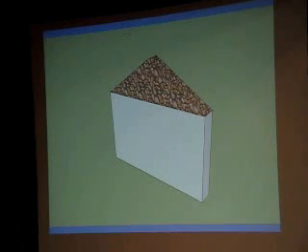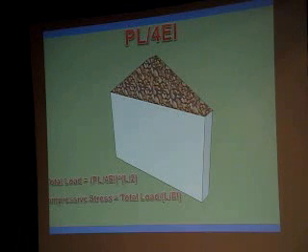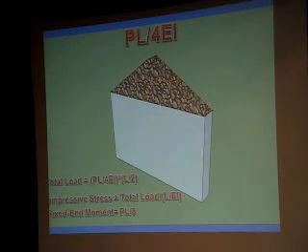Then you take that column and you load on it the M over EI diagram, PL over 4 EI. Then you find this total load, which is PL over 4 EI times L over 2. Then you find the compressive stress, which is total load divided by the area. And the fixed end moment becomes simply PL over 8.